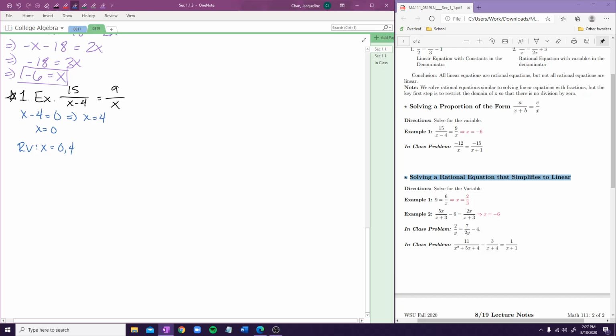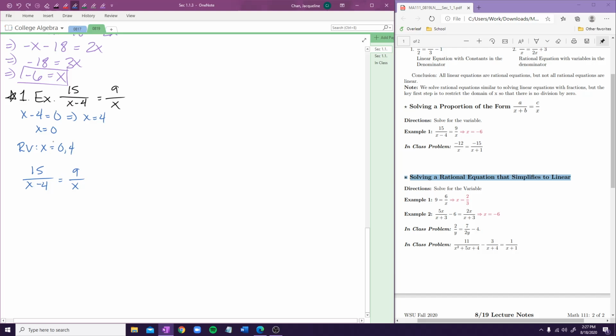So now that we know the restricted values, we may solve for this. Many of you are familiar that when you see proportions, you can just do this x thing, right? That's fine. You can do that, but I want to explain it more.